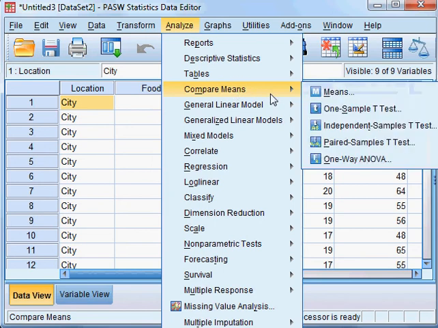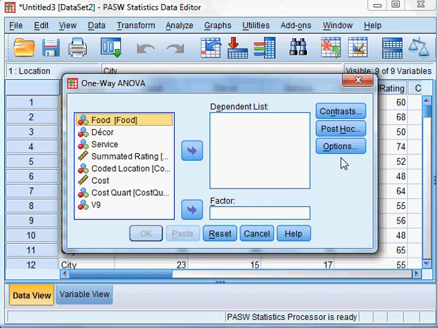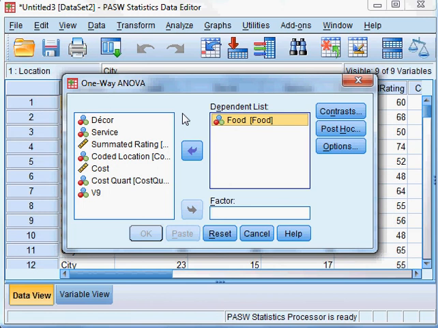So I will be comparing means now. I'm comparing means across 4 different cost categories. And so I'll do that with our one-way ANOVA. Right, so we have a dependent list and a factor. The dependent list is the variable which we're interested to see if it's different across groups. So quality of the food was the one we were interested in. Is food different across groups?